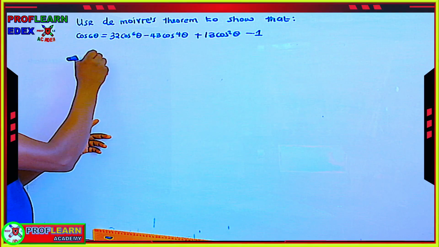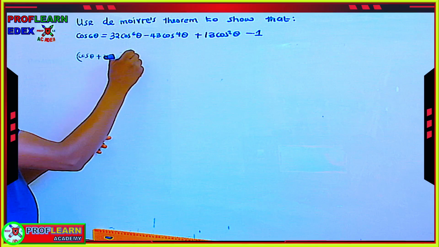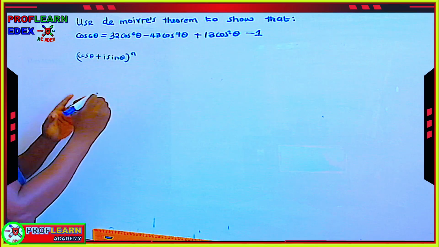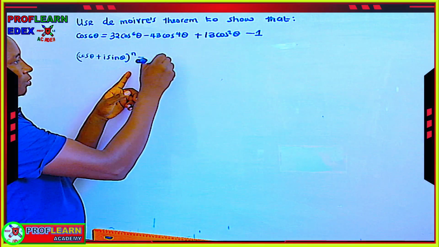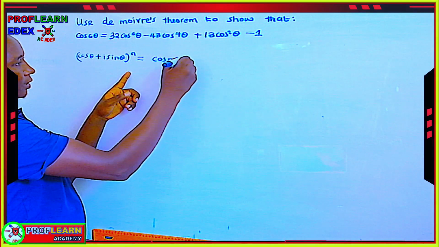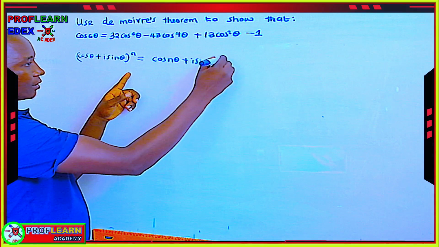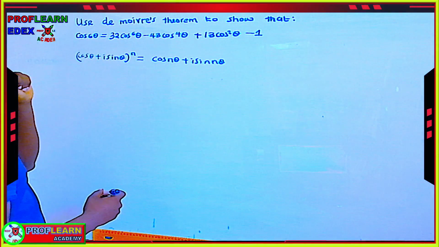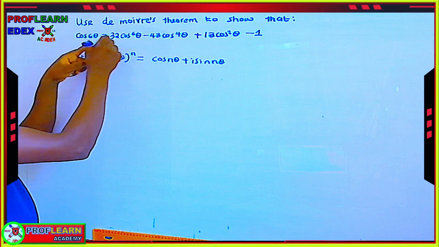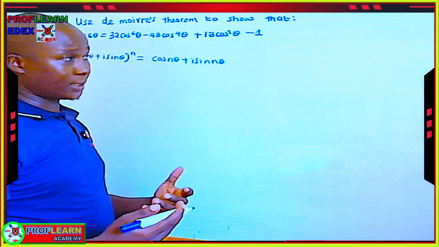So (cos θ + i sin θ) raised to power n, what will it give you? This one is going to give you cos nθ + i sin nθ. So similarly, for this equation that we are having here, we are going to use power 6 in order to show this.